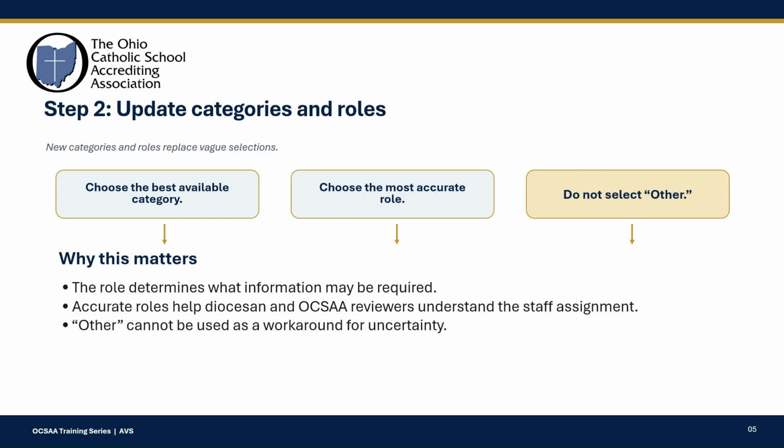Step 2. The main edits are to the new fields called categories and roles. You will choose the best available category and the most accurate role for each employee. Do not select other. There is no option to select other. The role determines what information and license permit information may be required. Accurate roles help diocesan and OCSAA reviewers understand the staff assignment.